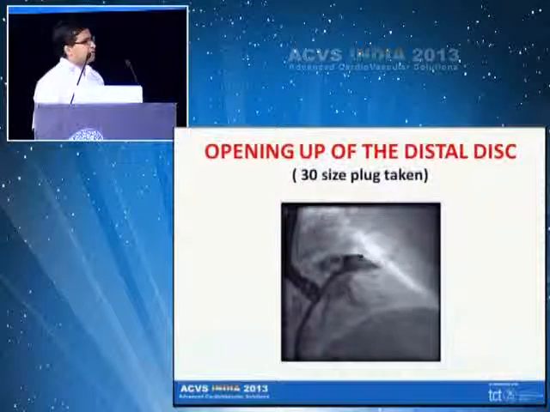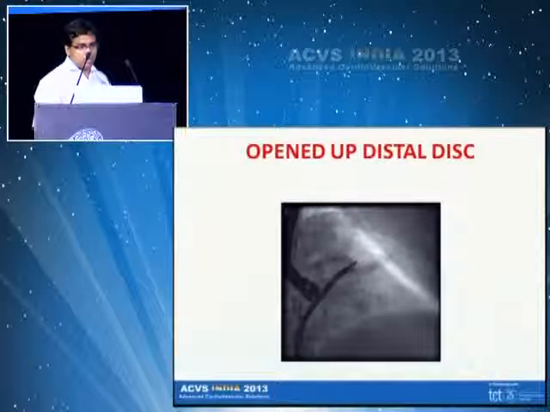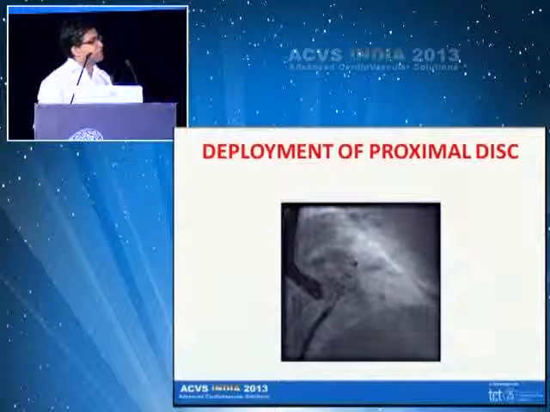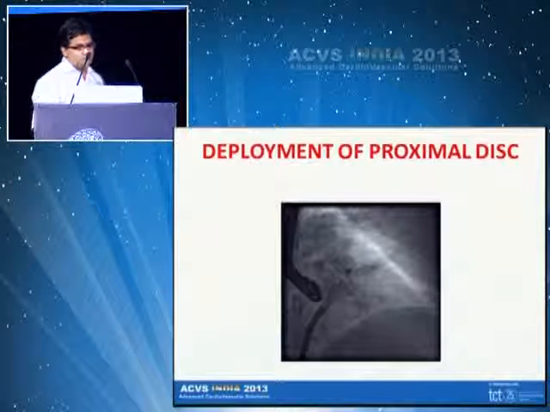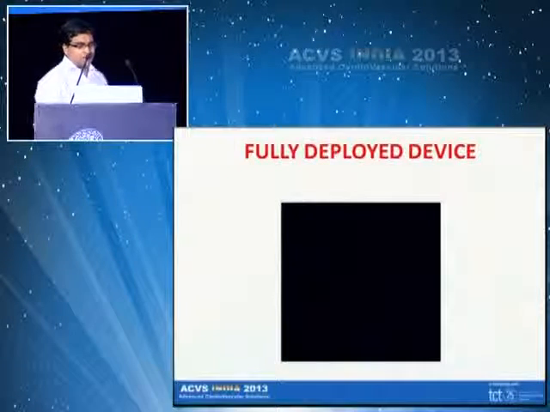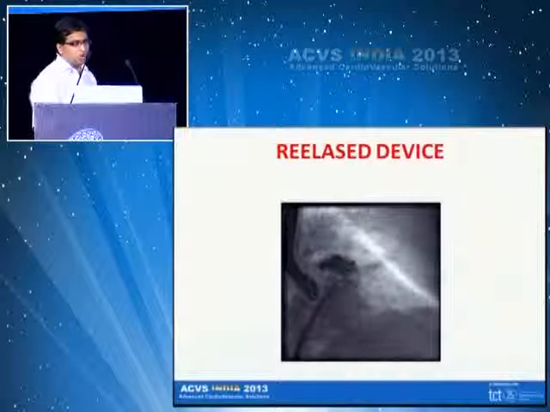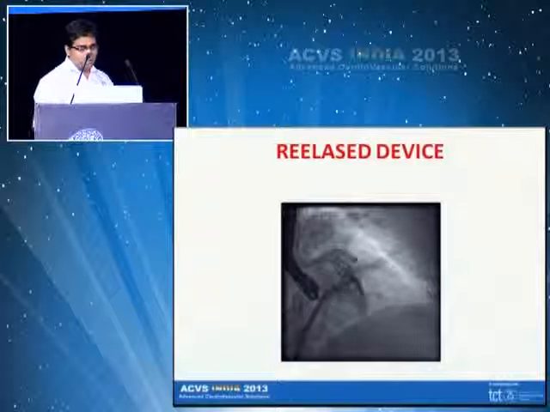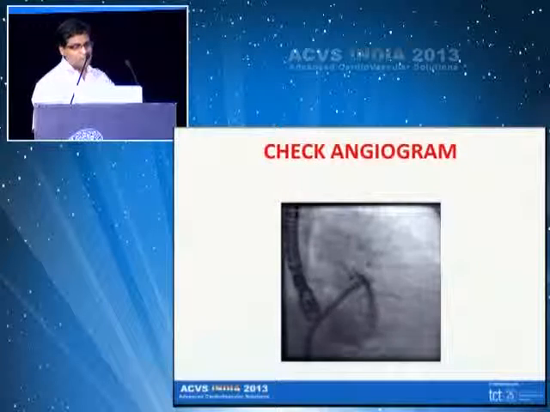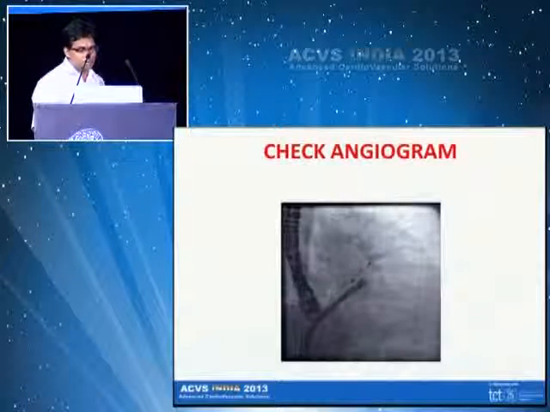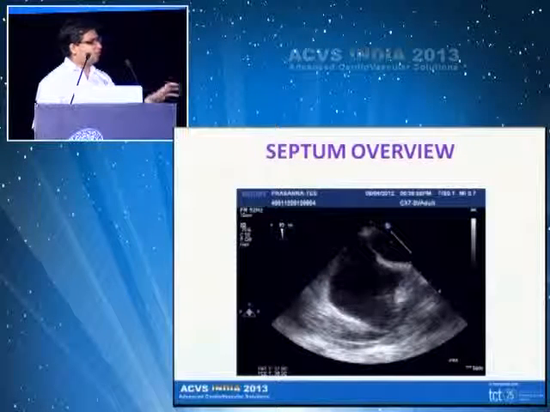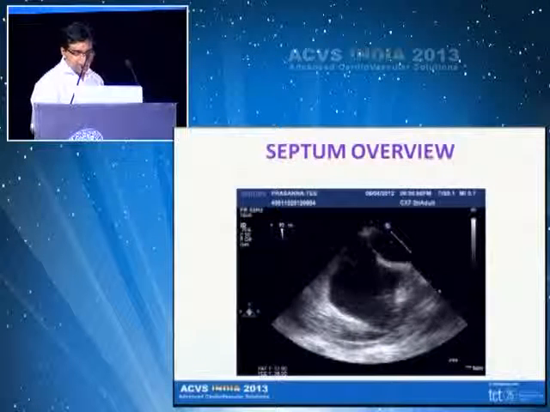After we decided to go with the 30 device, this is the opening up of the distal disc into the LA appendage. This is the 12 French sheath, because for the 30 it's the sheath that usually comes with the plug itself. This is the deployment of the proximal disc, and this is the fully deployed device. After release, you can see there is absolutely no flow across the LA appendage. This is the check angiogram, which shows no obstruction to the pulmonary vein, and the TEE images show no obstruction to the mitral valve. So it shows a nice device position. It's a simplified procedure. These are the TEE images during the procedure.